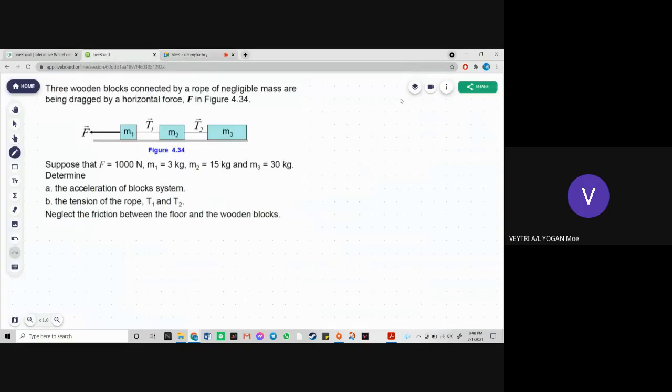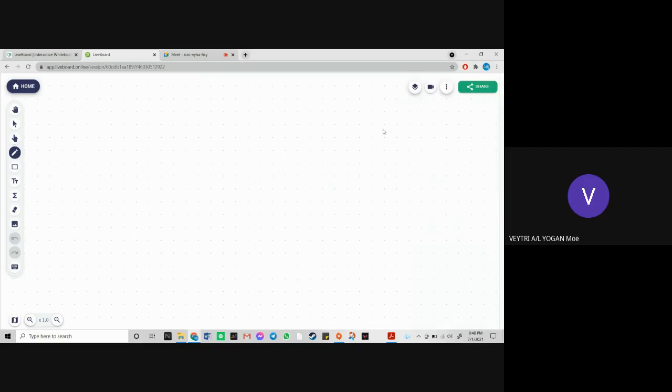Hey guys, so for today, we are going to be looking at Newton's second law. Alright, before we move on to this question specifically, let me just explain to you guys what Newton's second law states.